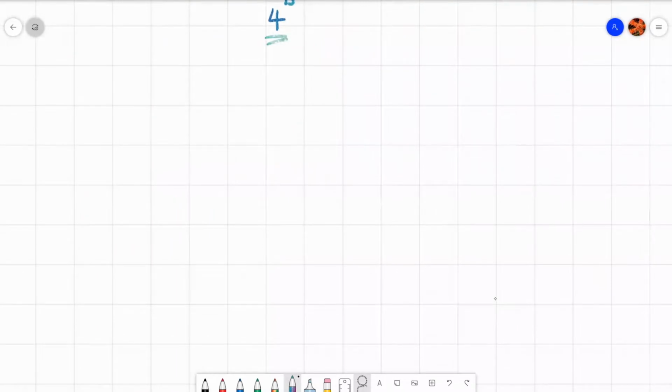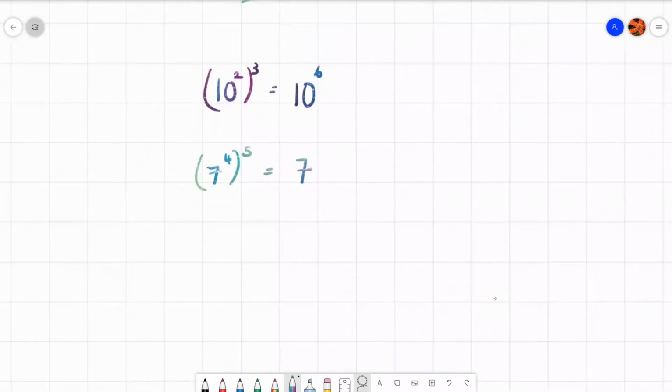So for example, I can have 10 squared cubed. Well, 10 stays the same and you just multiply the powers. 2 times 3 is 6. 7 to the power of 4 to the power of 5. Again, 7 stays the same and you just multiply the powers. 4 times 5, which is 20.